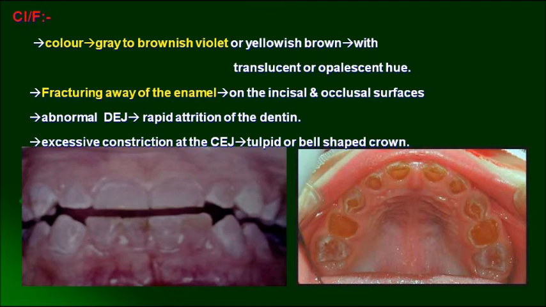In case of dentinogenesis imperfecta, the color is gray to brownish violet or gray brownish, and the fracturing of enamel is very visible. Abnormal DEJ is another important point. And what is the shape of the crown? Tulip or bell-shaped crown.